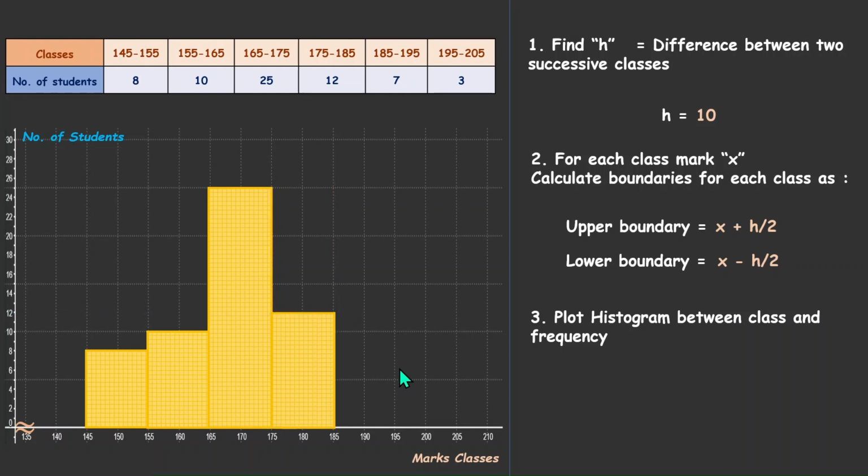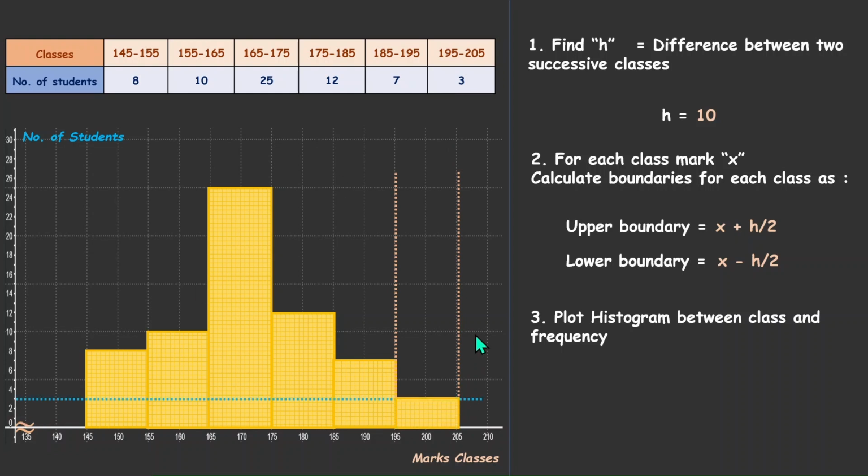For 185 to 195, with frequency 7, so we have 7 here. And lastly, for 195 to 205, the block would be somewhere here, and the frequency is 3, so it would be here, and this is the last block. And so this is our histogram. So that's how you create a histogram when class marks are given.